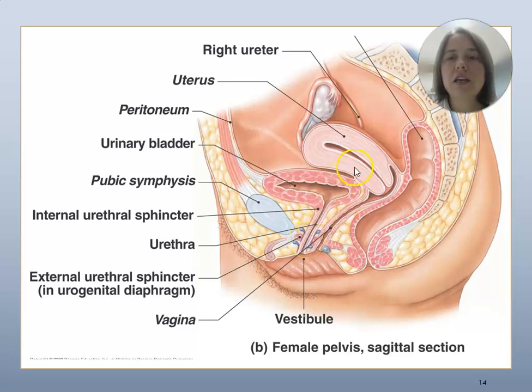And you also see that this is the vagina, and then this is the urethra. Females do not pee out of their vaginas. That does not happen. Urine comes out of the urethra.